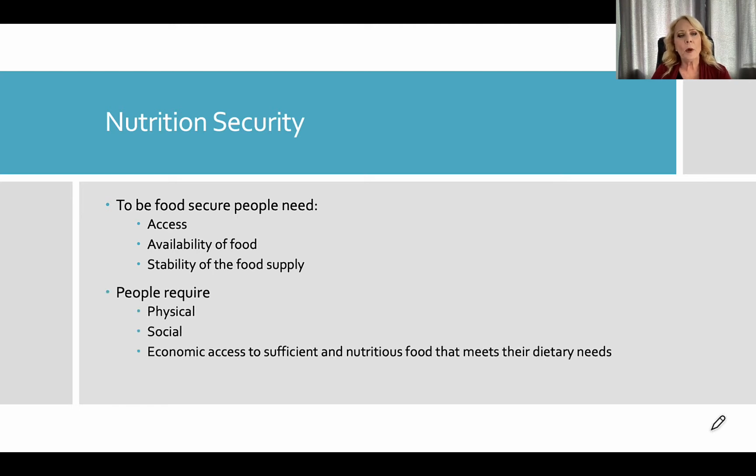So people require physical, social, and economic access to nutritional food, the food that meets their everyday dietary needs. And of course, an appropriate nutritious diet also needs to be accompanied by sanitation. We're going to talk a little bit about that, but there has to be the right ability to cook the food. There has to be the availability of clean water. All of this is necessary for a healthy population.